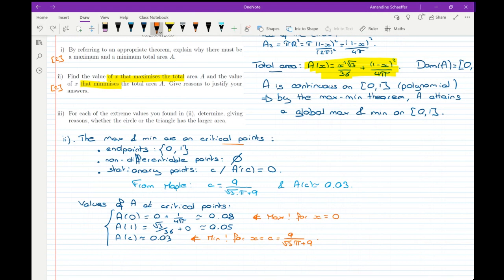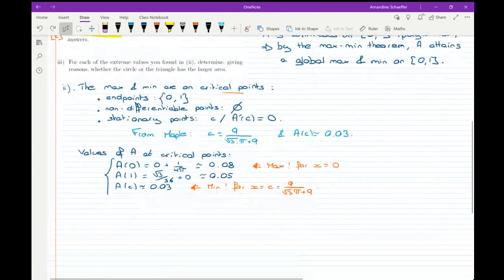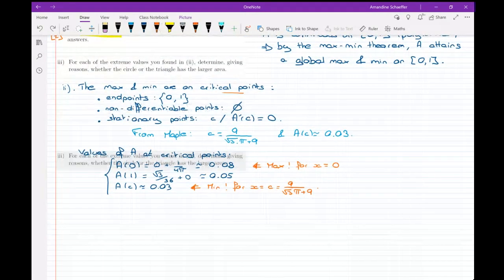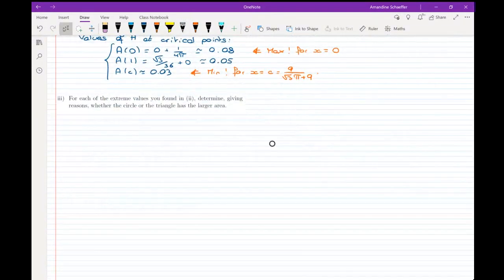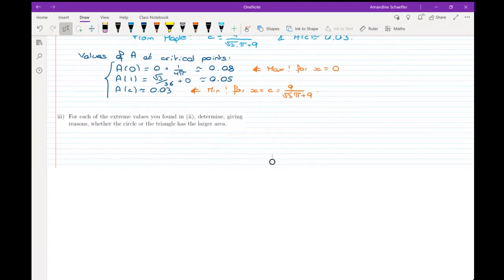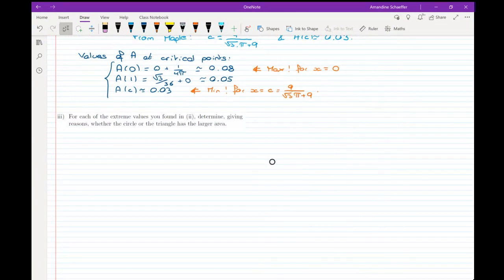Okay, the third question. Okay, so let's move it down there. Okay, so now for each of the extreme values you found in the previous question, determine, giving reasons, whether the circle or the triangle has the largest area. Okay, so let's have a look. So the extreme values are the max and the min. Okay, so the max, that was for x equals 0, and we need to compare the area of the circle and the area of the triangle.